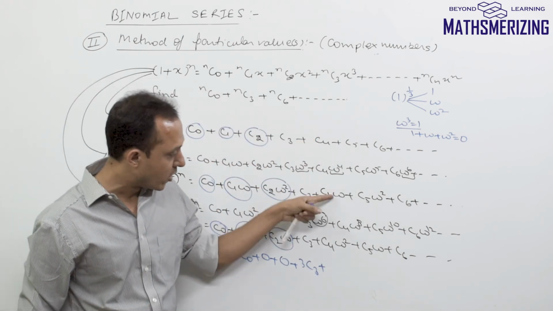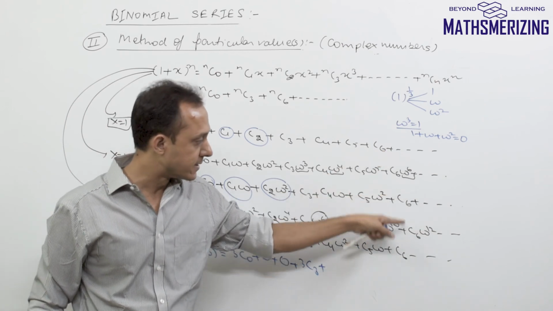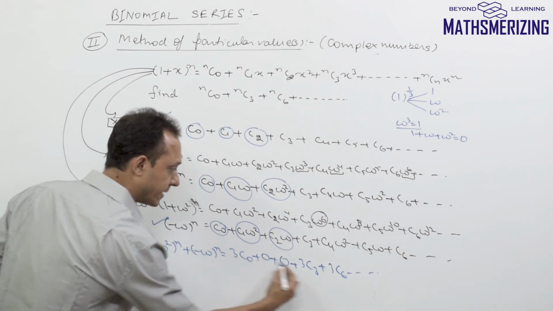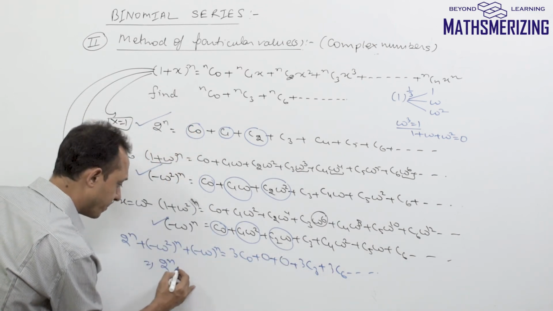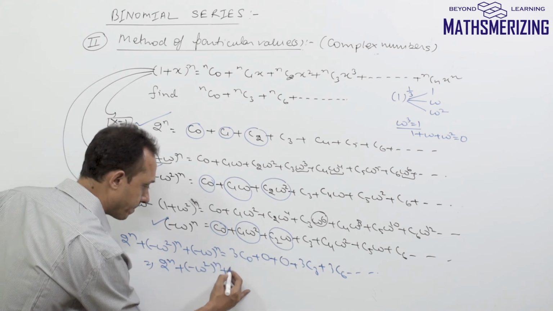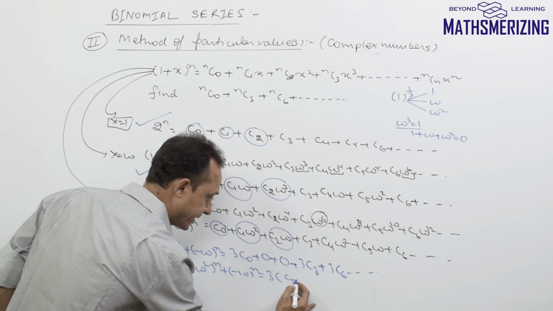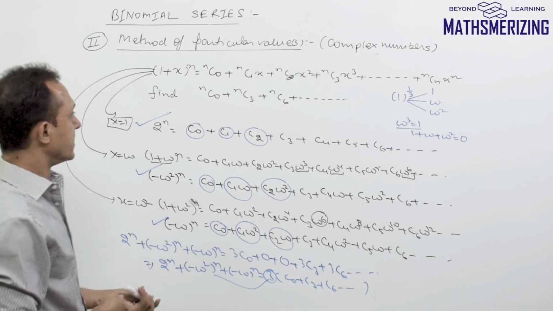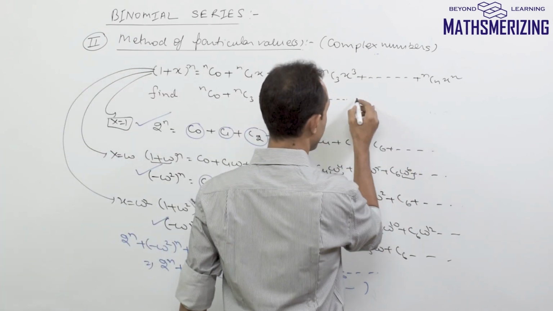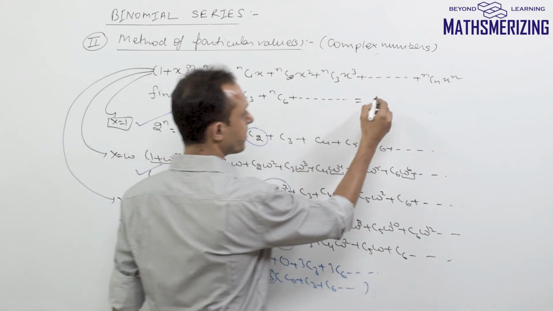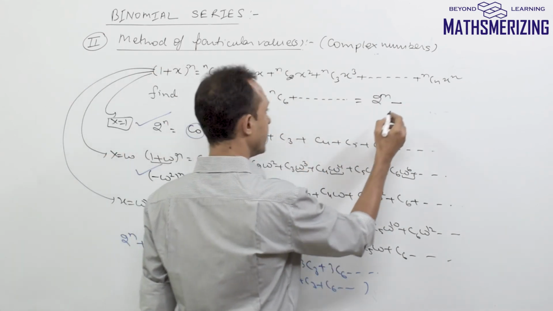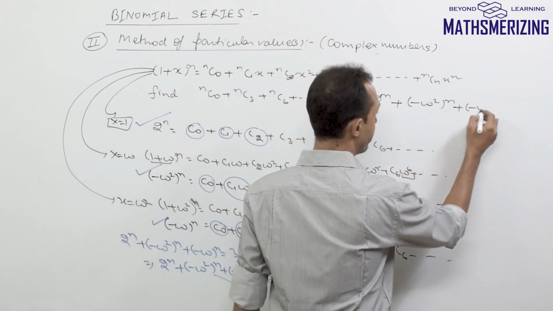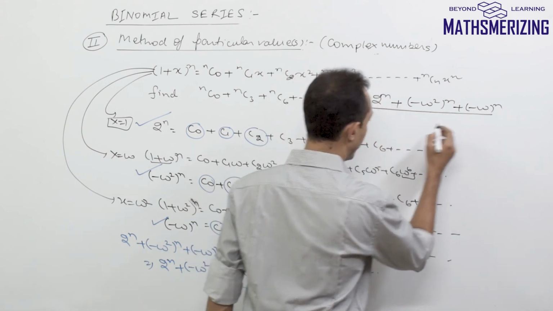Now for C4, it's omega square, and for C5, omega, so those cancel out. Then for C6 and C6, there'll be 3 times C6. So the answer to this series: I'll take 3 common. So this is 2 to the power n plus (minus omega square) to the power n plus (minus omega) to the power n. This is 3 times (C0 plus C3 plus C6). So I'll divide it by 3. So the answer to this series will be 2 to the power n plus (minus omega square) to the power n plus (minus omega) to the power n, upon 3.